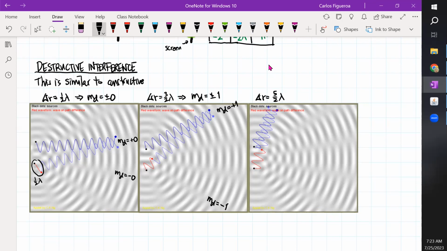And this guy here has to be MD equal to plus 2. And then this one here is going to be MD equal to minus 2. So if I start to look at my pattern, it now really reads like this. This is MD equal to plus 0, MD equal to minus 0, MD equal to plus 1, MD equal to minus 1. So we're seeing this pattern.